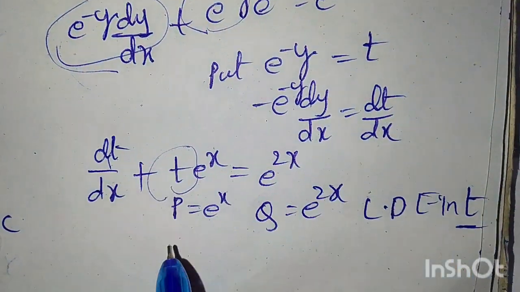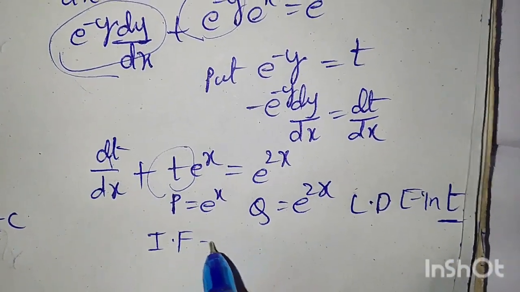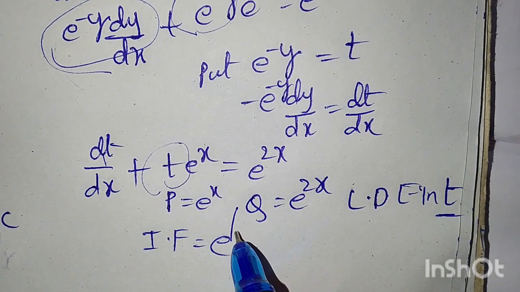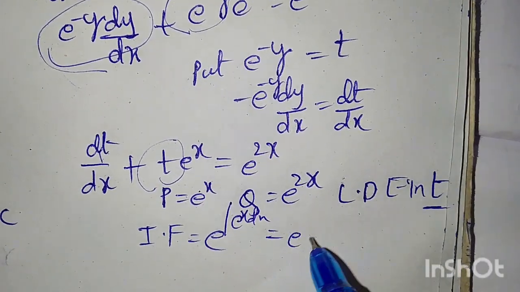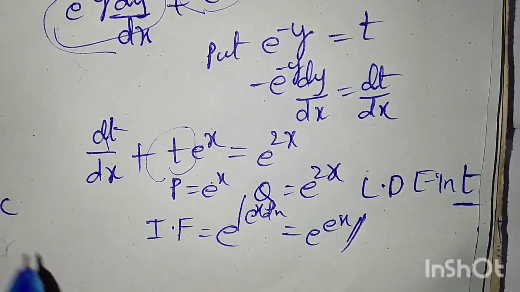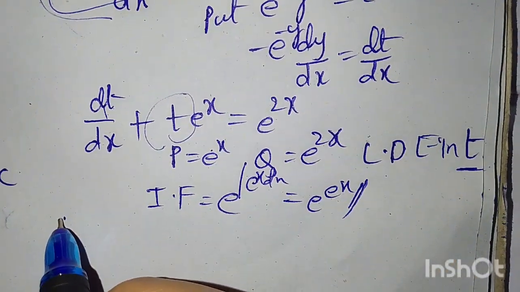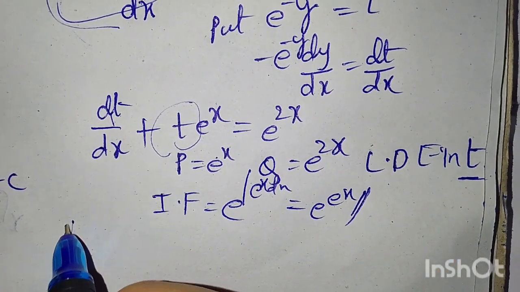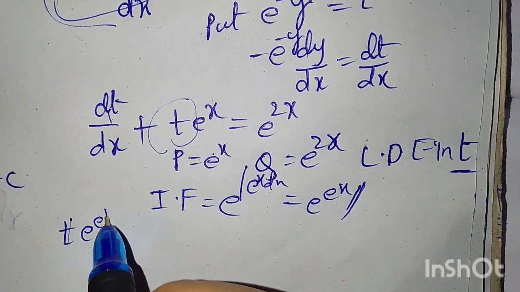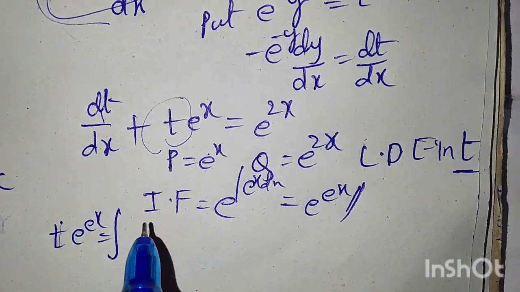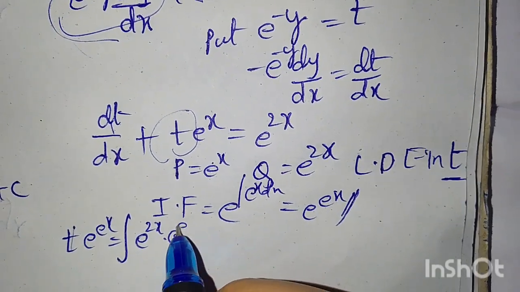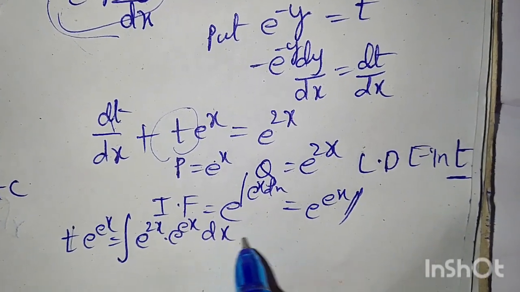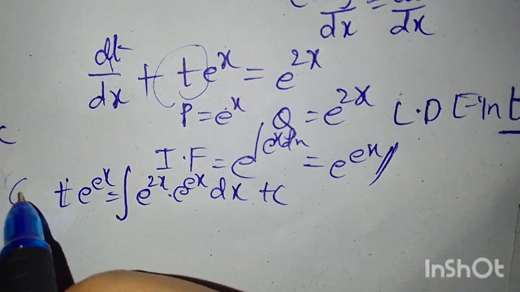I have to find the integrating factor, which is e power integration of p dx, means this. So it will be e power x. So what is the answer? t into integrating factor equals integral of q into integrating factor. So right, this is the general solution.